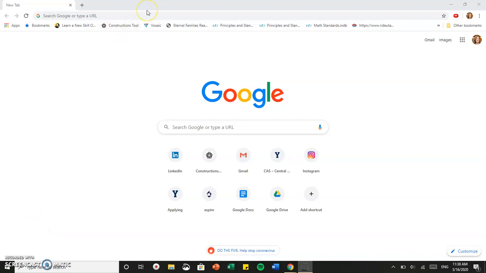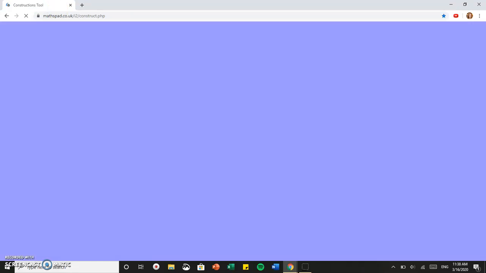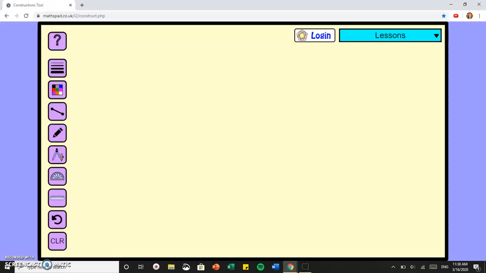Alright, we are going to learn how to construct a square. So we'll go to Maths Pad first. And the big difference between a square and a rhombus is that a square has all right angles. So we need a right angle to begin with, which means that we are going to construct that by first finding a perpendicular bisector to this line segment that I just made.